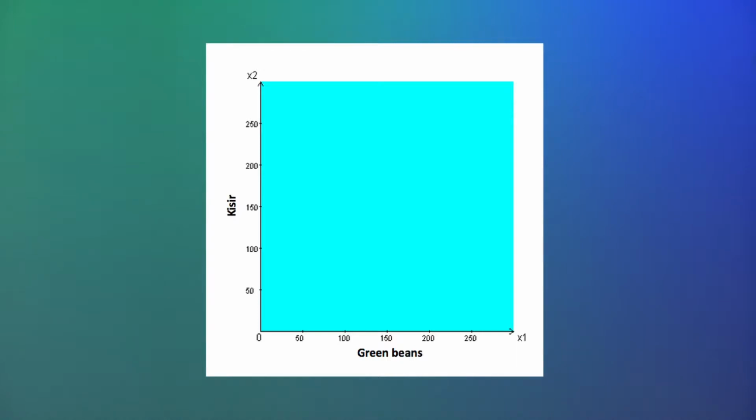To construct the limitations or constraints, let's start with the fact that we can't really have negative amounts of food. Hence, both x1 and x2 amounts of green beans and kısır should be greater than or equal to 0. Let's look at this from a plane geometry perspective. x1 represents one dimension and x2 represents a second dimension. So we are working in a two-dimensional space. The two dimensions x1 and x2 are represented by the right angle axis.